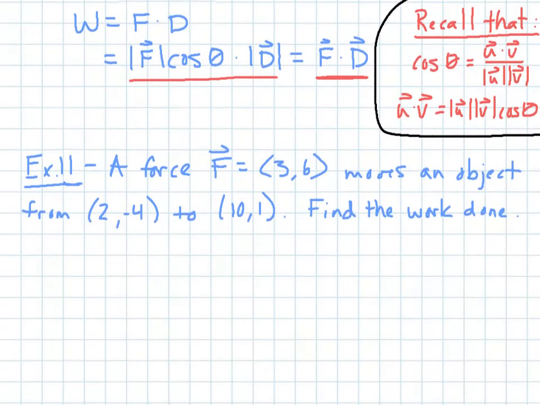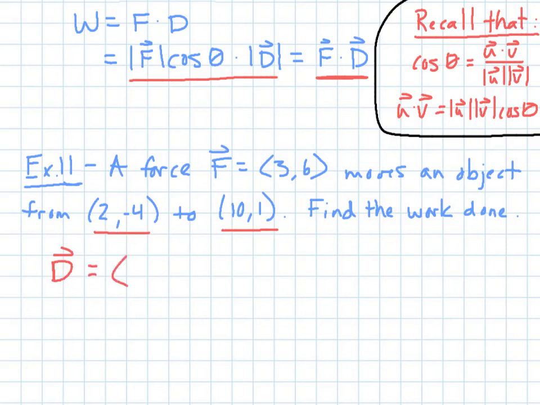So example 11. It says a force F is 3, 6 and moves an object from 2, -4 to 10, 1. Find the work done. Okay, so here, because you don't have any angles, you can't really use cosine theta, nor is force and direction put in like weights or anything like that, like foot-pounds kind of thing. So that means we need to use the dot product here, but I need to first find the vector D, because they don't really give it to me outright.